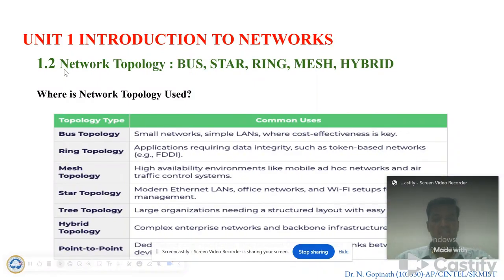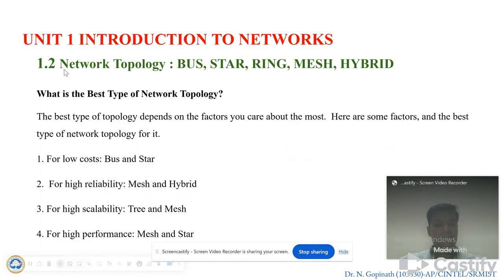Bus topology can be used in small networks. Ring topology, in applications requiring data integrity such as token based networks. Mesh topology, in high availability environments like mobile and ad hoc network and air traffic control system. Star topology, in modern Ethernet LANs. Tree topology, in large organization. Hybrid topology, used in all kinds of applications.